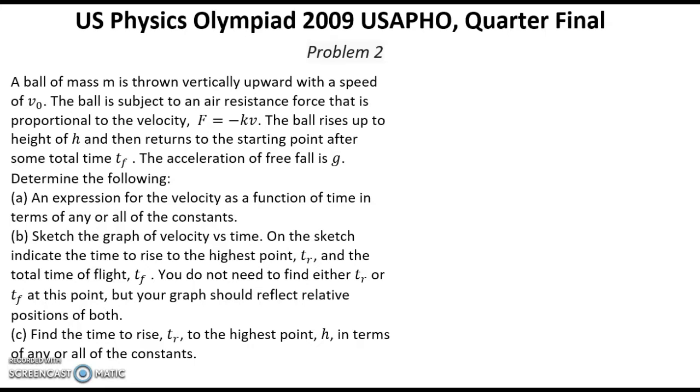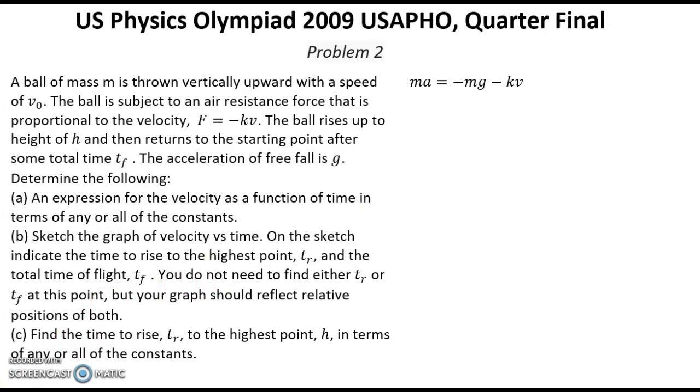Solution. First, let's write the equation of motion in this condition, because we already know that the force of resistance is proportional to velocity. If we take the vertical up direction as positive, we have the equation ma equals negative mg, that's the force of gravity, minus kv, so that's in the negative direction to velocity.